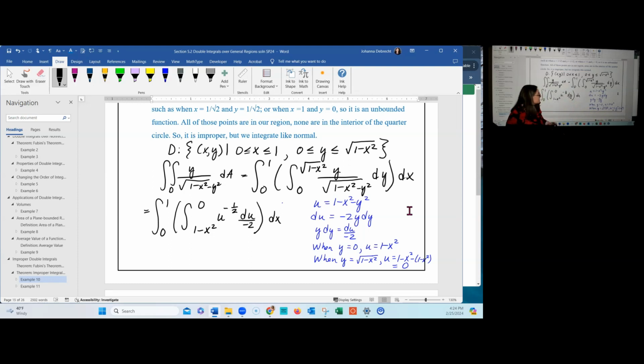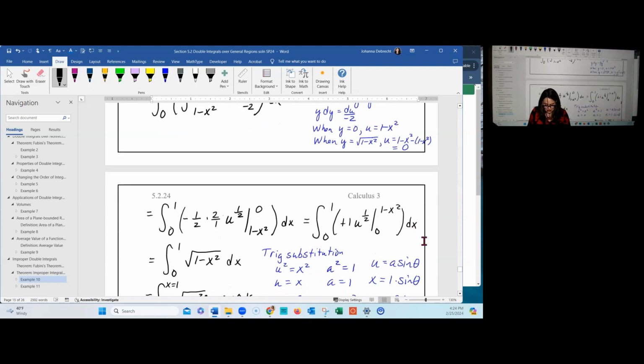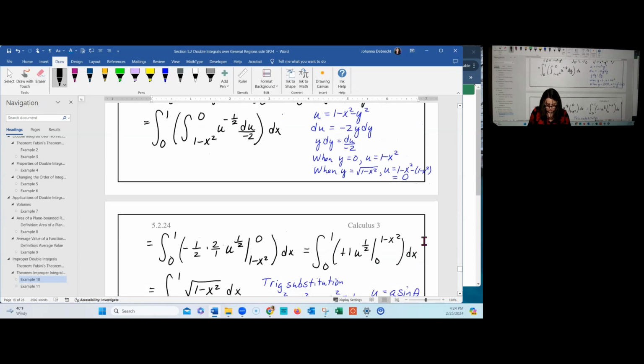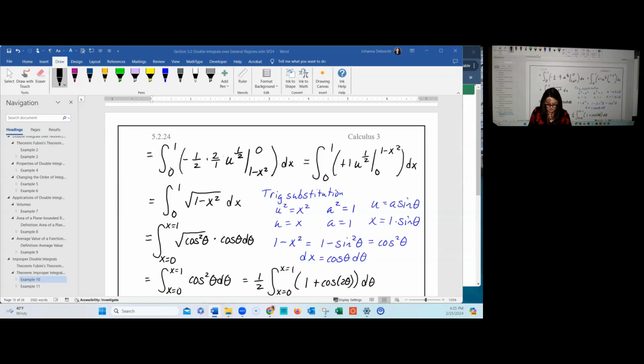This is going to give us the inside integral from 1 minus x squared to 0 of u to the negative 1/2 times du over a negative 2. The next thing that we can do, of course, is go ahead and integrate, which is going to give us a negative value coming in, resulting in negative 1 times u to the 1/2 power evaluated between 1 minus x squared and 0.